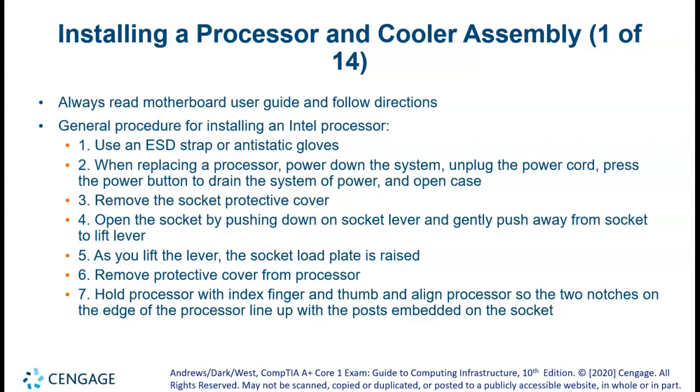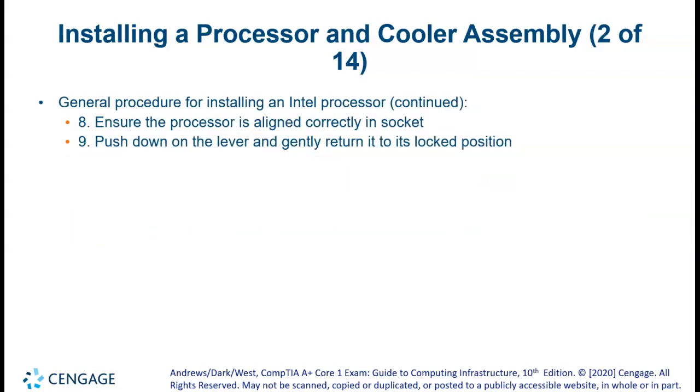Remove the socket protective cover. Open the socket by pushing down on the socket lever and gently pushing away from the socket to lift the lever. As you lift the lever, the socket load plate is raised. Remove the protective cover from the processor, hold the processor with your index finger and thumb, and align the processor so the two notches on the edge of the processor line up with the posts embedded on the socket. Ensure the processor aligns correctly in the socket. Push down on the lever and gently return it to its locked position.